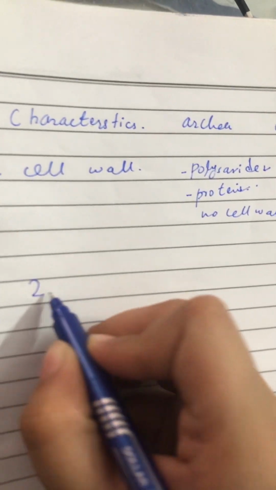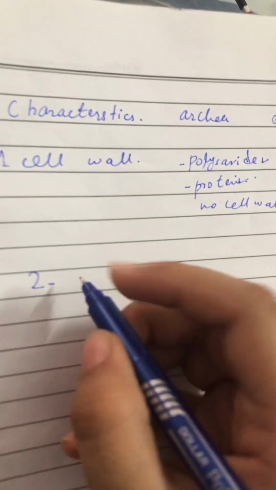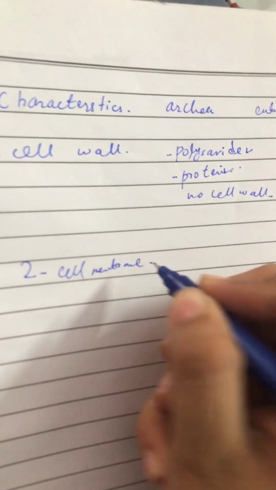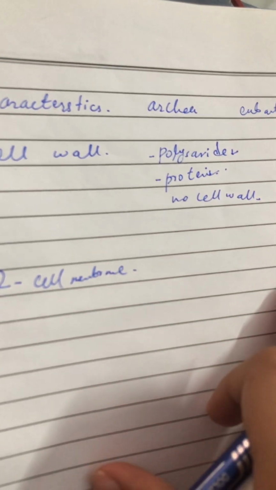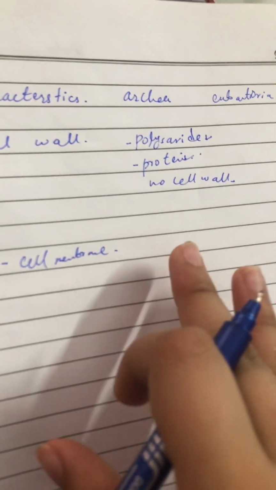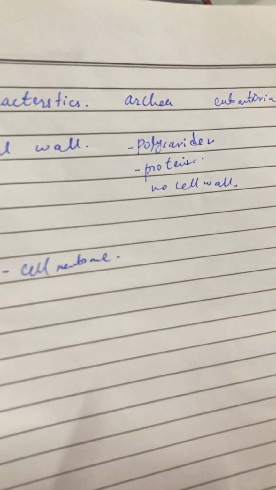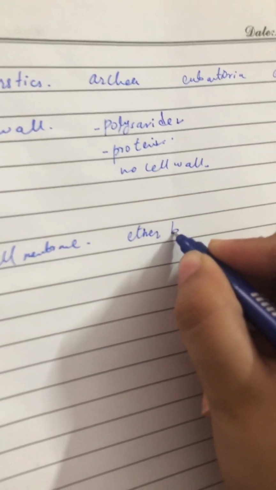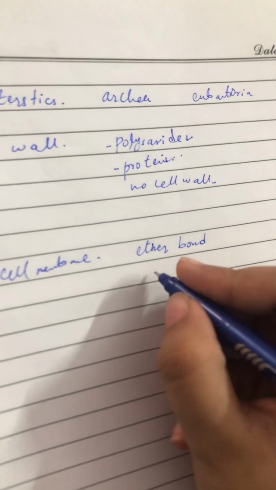After that, the second character we have is the cell membrane. If we talk about the cell membrane in Archea, we have discussed this in previous videos, that it is made up of the ether bond, but a branched ether bond.